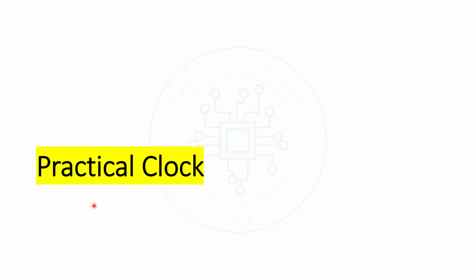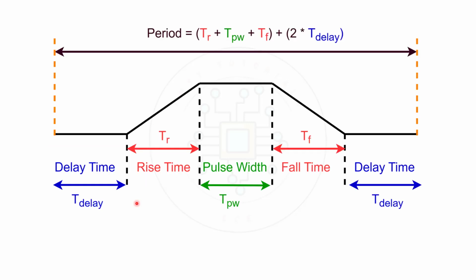Earlier we understood what is meant by an ideal clock. Now let us see what a practical clock is. Earlier I showed you only a delay time followed by pulse width. Now in the practical waveform you can see there will be some amount of rise time and some amount of fall time. This is called delay time and this is called delay time, and going from 0 to 1 is rise time, coming from 1 to 0 is fall time, and the time for which it stays constant, that is staying high, is called pulse width.